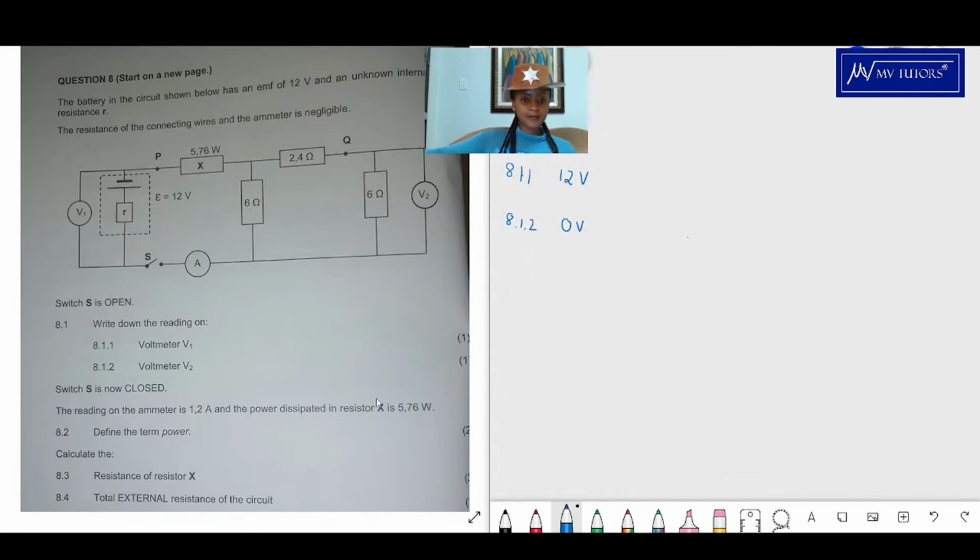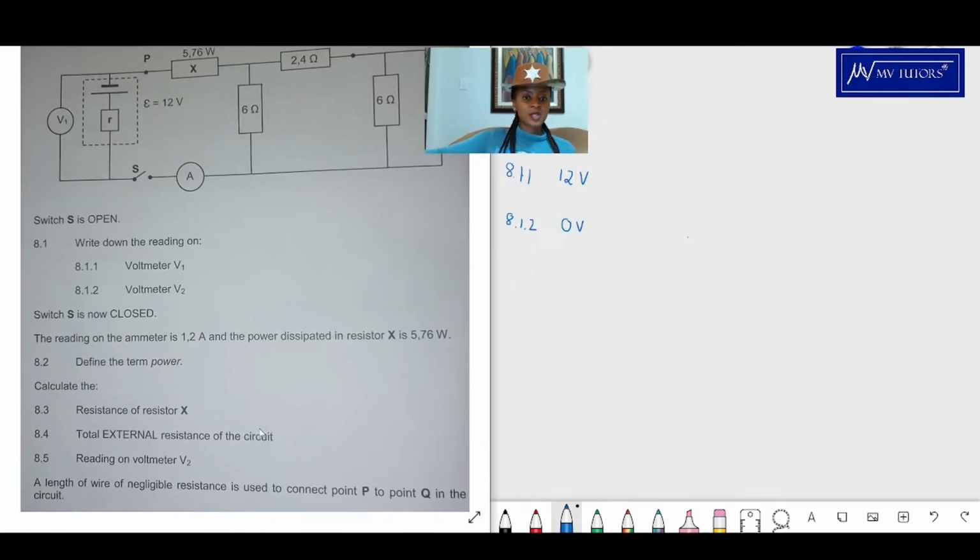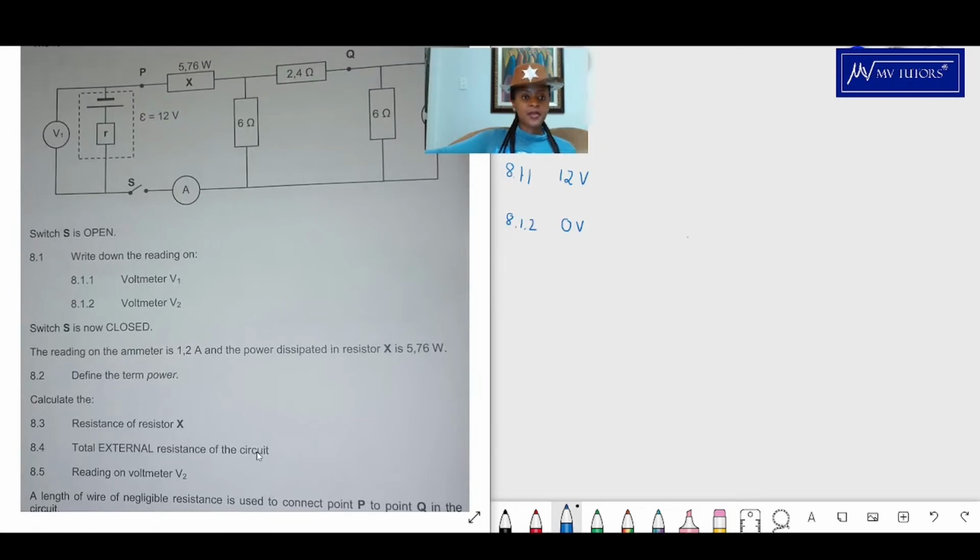So it says now, switch S is closed. The reading on the ammeter is 1,2 amperes, and the power dissipated in resistor X is 5,76 watts. Now define the term power. Like I said, when it comes to definitions, if you have forgotten what power is, go to your formula sheet. Power would be W over delta T.